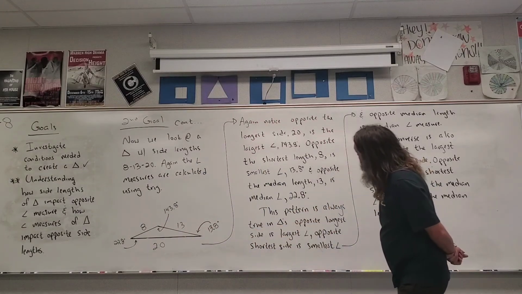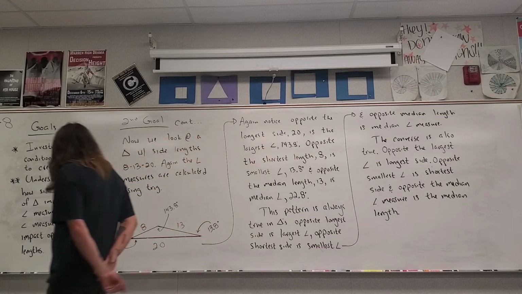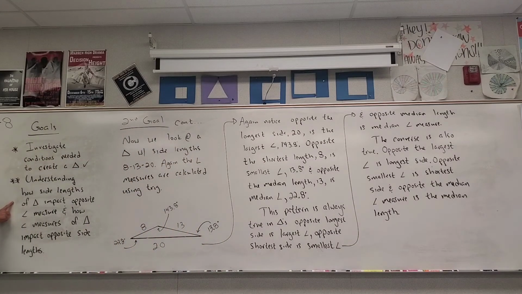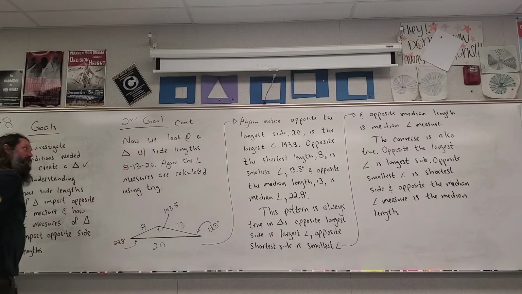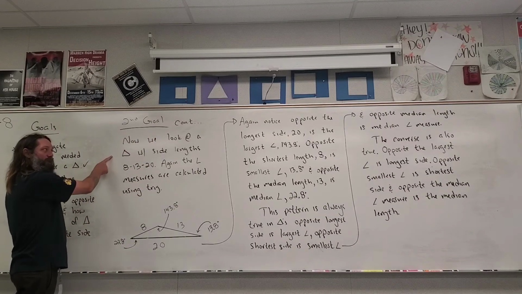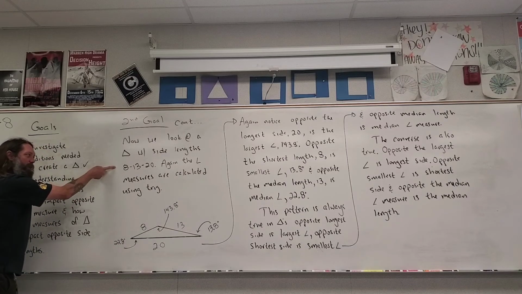So let's go ahead and finish the second goal. Remember, our second goal is understanding how side lengths of a triangle impact opposite angle measures and how angle measures of a triangle impact opposite side lengths. I think there's supposed to be an S right there, but oh well. All right, so let's continue with the second goal. Now we're going to look at a triangle with side lengths of 8, 13, and 20.